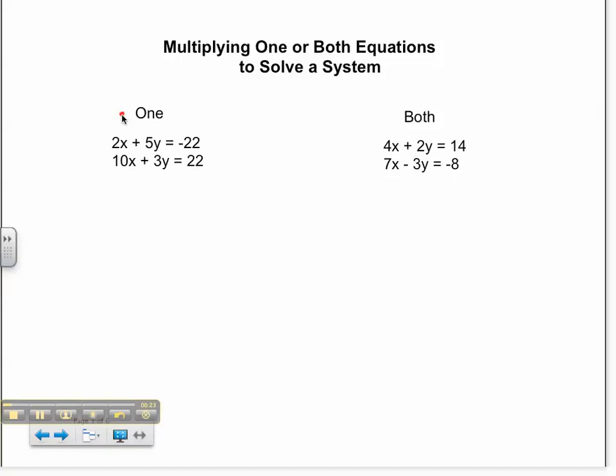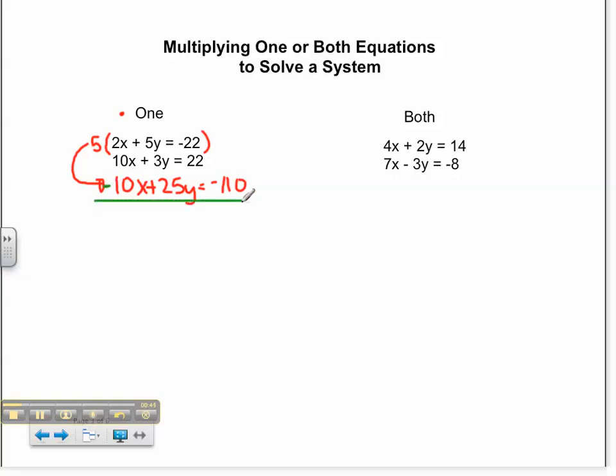When I look at this problem, I see that I can multiply my first equation by 5 to get a common term of 10x with the second equation. I'm going to rewrite my new equation down here. I get 10x plus 25y equals negative 110. I then, since I have common terms, can use the subtraction method of elimination to solve.